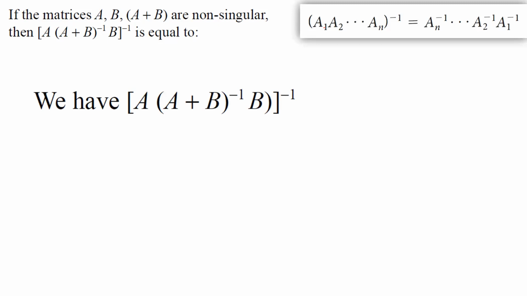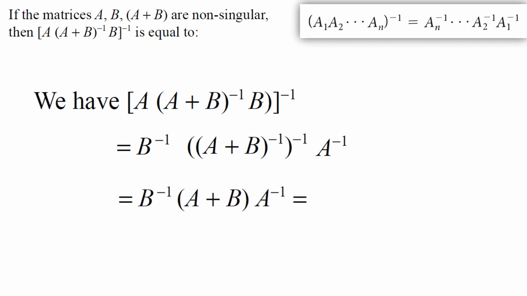If you write down the inverse of A times (A plus B) inverse times B, it is equal to B inverse times the inverse of (A plus B) inverse and A inverse, which is basically equal to B inverse times (A plus B), since the inverse of an inverse of a matrix is just the matrix itself, times the inverse of A.